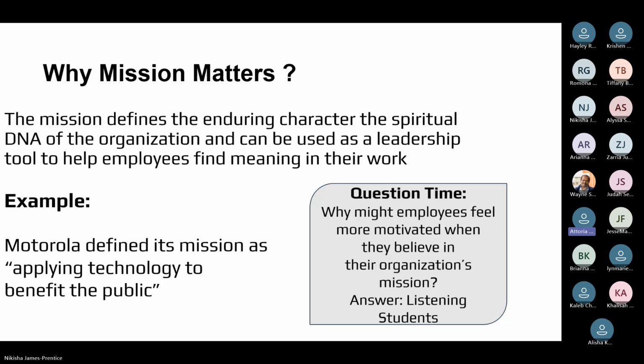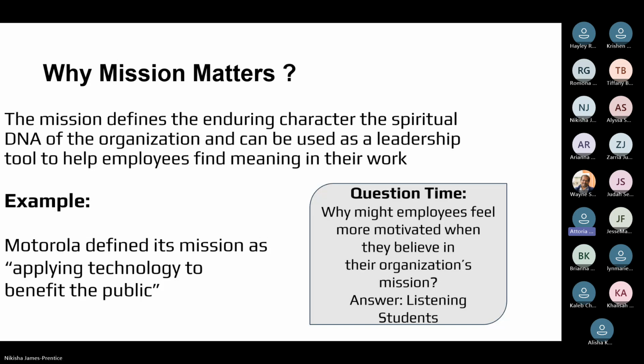So we understand what a mission is, but the question is, why does it truly matter? The mission defines the enduring character, the spiritual DNA, of the organization and can be used as a leadership tool to help employees find meaning in their work.